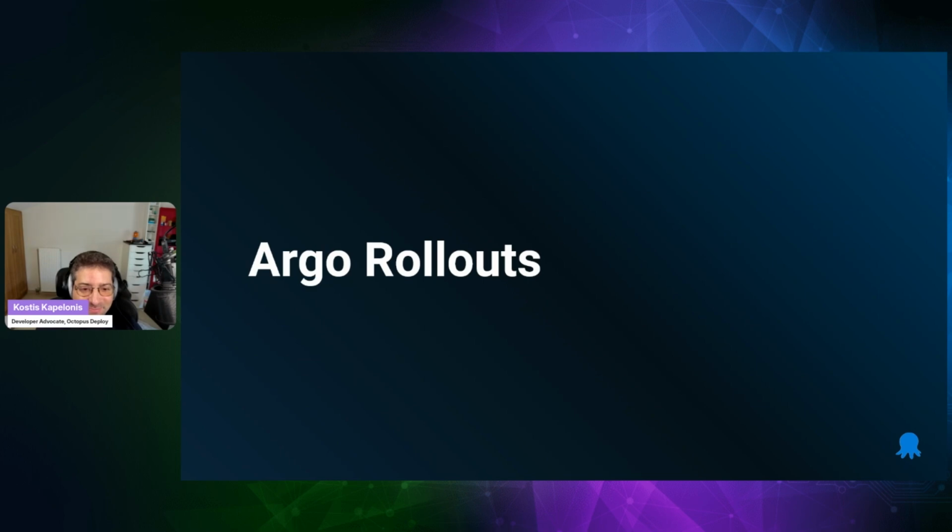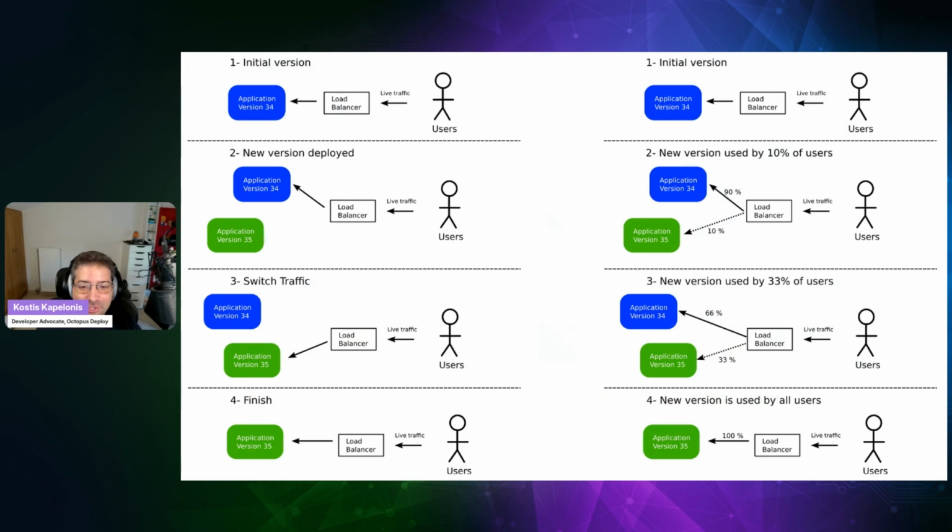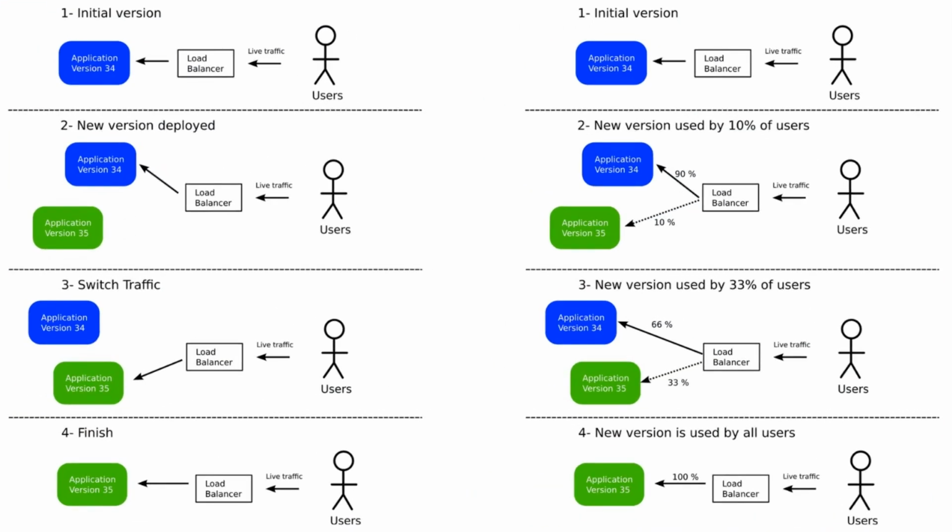Then we have Argo Rollouts, my favorite project and the one I'm mostly involved in. Argo Rollouts is a project for doing progressive delivery on Kubernetes. And because progressive delivery means different things to different people, in the context of this presentation, when I'm saying progressive delivery, I mean blue-green deployments.